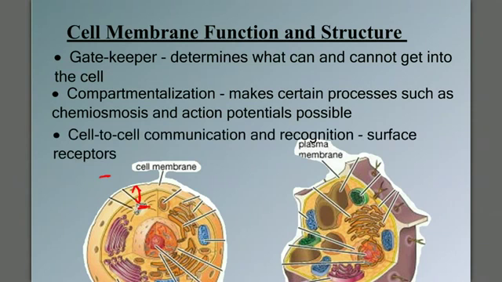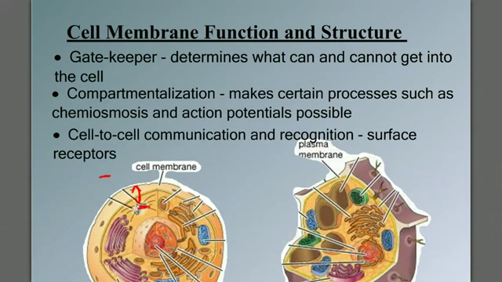And finally, cell-to-cell communication and recognition. When cells talk to each other, these signals are received by the cell membrane. Hormones plug into receptors, neurotransmitters plug into receptors. During the immune system, cells are recognized by their surface marker proteins and carbohydrates. So the surface of the cell and the cell membrane plays very important roles in the functioning of a cell.